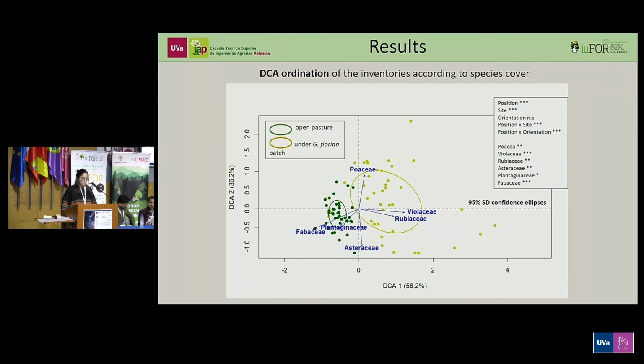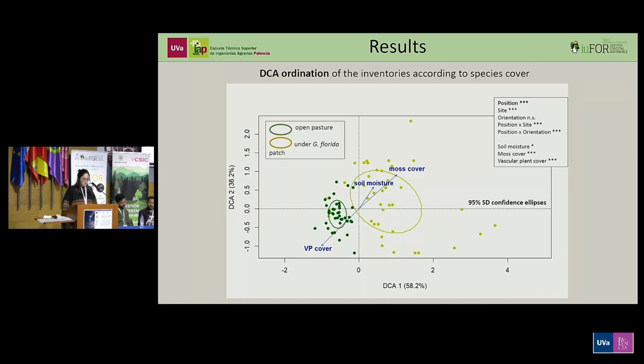Now we are projecting in blue arrows significant variables related to plant families, and we see that the families that predominate in the shrubby patches are Poaceae, Violaceae, and Rubiaceae, and the ones that predominate in the open pasture are Fabaceae and Plantaginaceae families. And Asteraceae seems to occur in both positions. We are now projecting other variables. We see that moss cover and soil moisture are higher in the shrubby patches, and the vascular plant cover is higher in the open pasture, probably because there is less space occupied by the mosses.